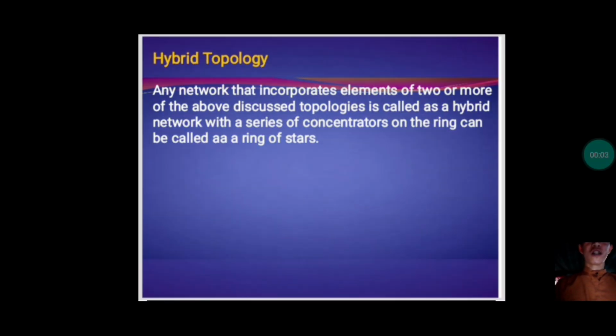Hybrid topology. A network topology that incorporates elements of two or more of the above discussed topologies is called a hybrid network. A network with a series of concentrators on the ring can be called a ring of stars. A hybrid topology is a combination of two or more topologies in one network. For example, a shopping mall where each store uses star topology, but the whole mall uses tree topology.